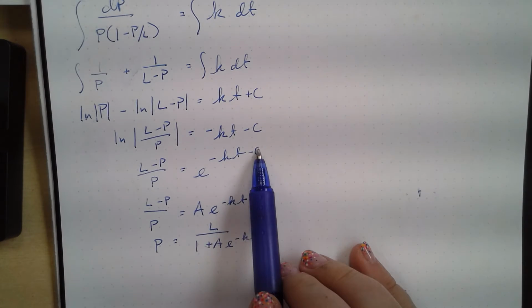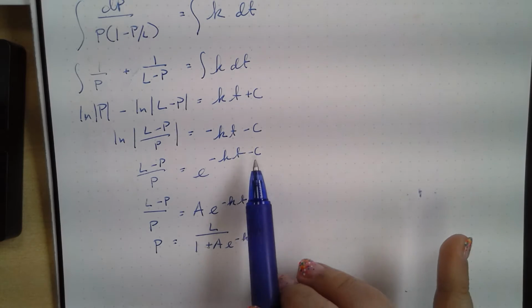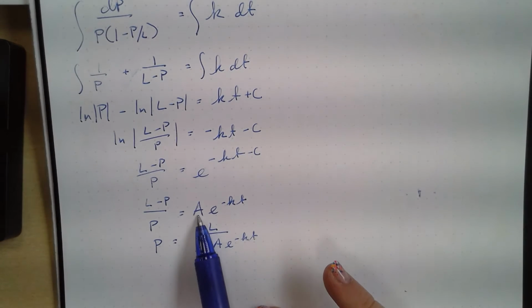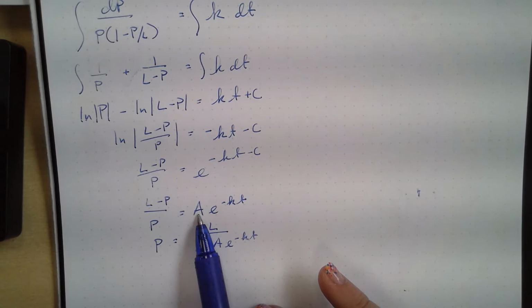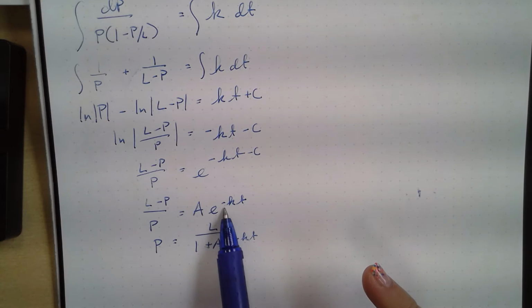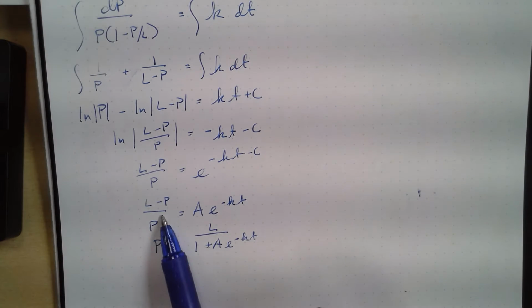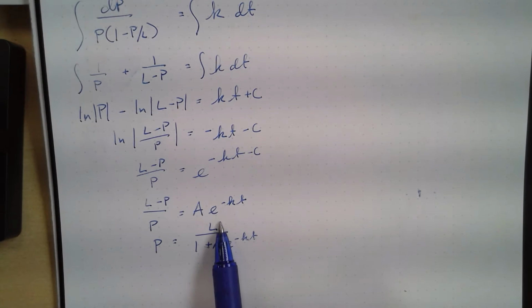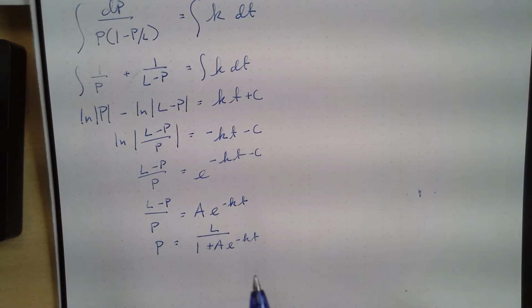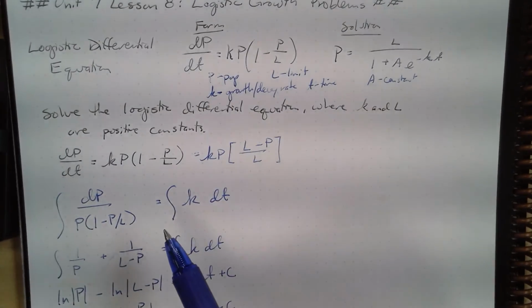Then, remember our properties with e to something minus C, that C can come out and be a constant. Now I'm going to write that constant as A in this form with logistic growth, but it's still just a constant. So now we have (L minus P) over P equals A e to the negative kt. And then if you do a little bit of algebra, we get P equals L over (1 plus A e to the negative kt). And we're going to use this formula and this formula when we're talking about logistic growth.